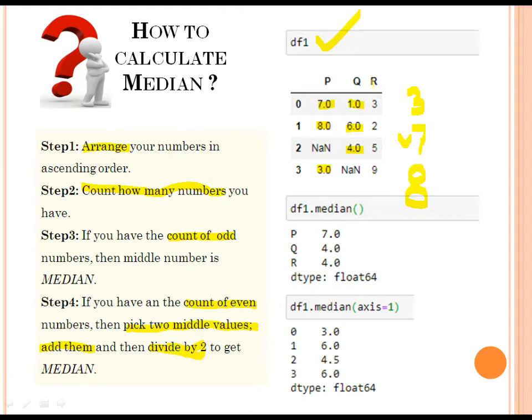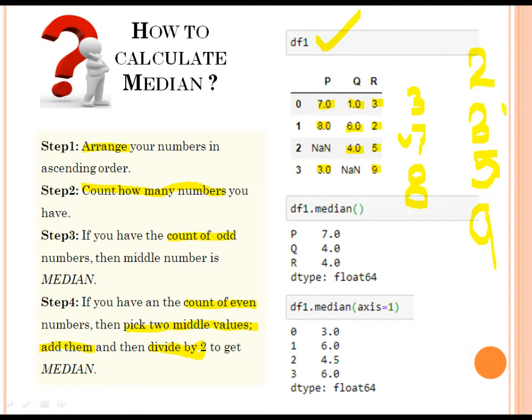But in the last one, in the R, we have 4 values. Now the count is even. So children, remember what you need to do. You have to first arrange them in the ascending order. So when I'll arrange them, I'll get 2, 3, 5 and 9.